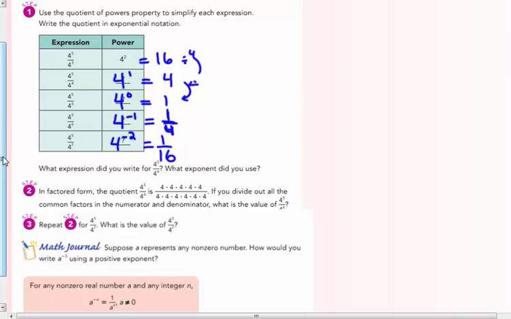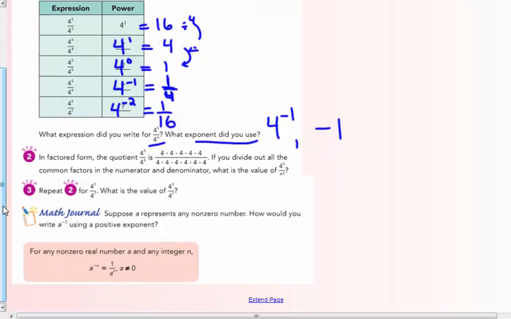What expression did you write for 4 to the 5th over 4 to the 6th? I wrote 4 to the negative 1st. What exponent did I use? I used -1. So I answered these 2 questions here. In factored form, the quotient 4 to the 5th over 4 to the 6th, 4 is used as a base 5 times in the numerator, and 4 is used as a base 6 times in the denominator. Well, I can cancel from numerator to denominator, and I get 1/4 left in the denominator. So what's the value of that? 1/4.